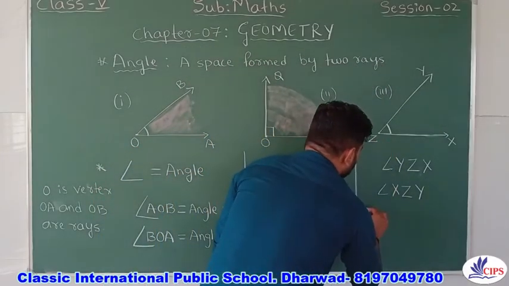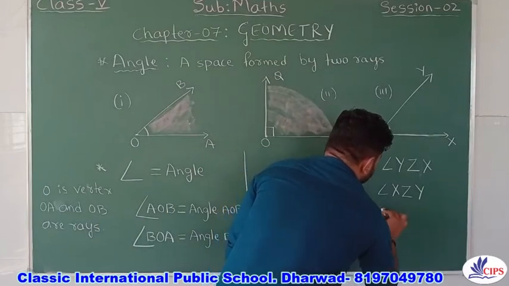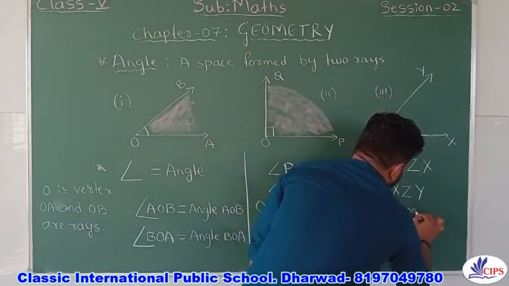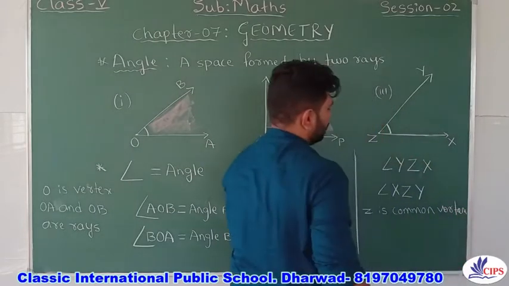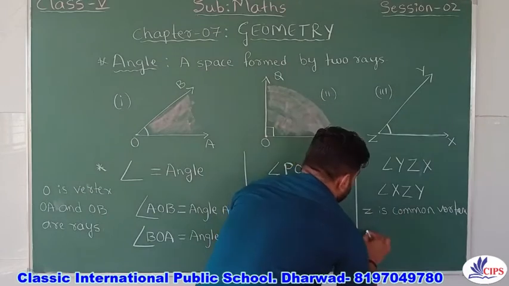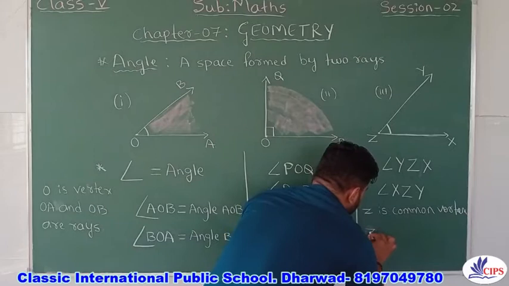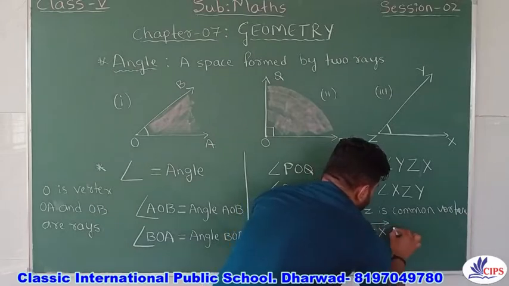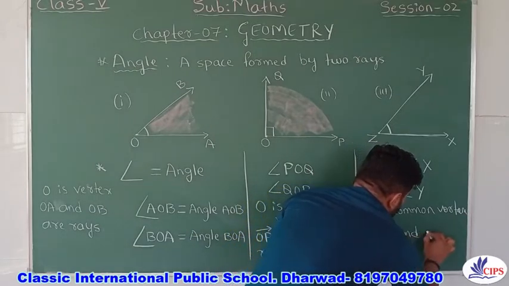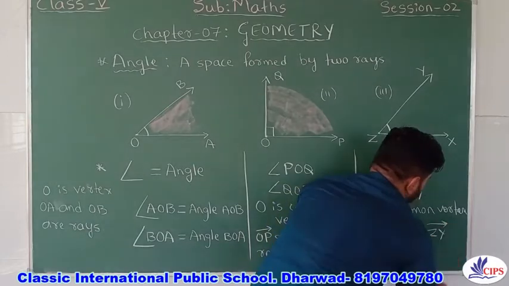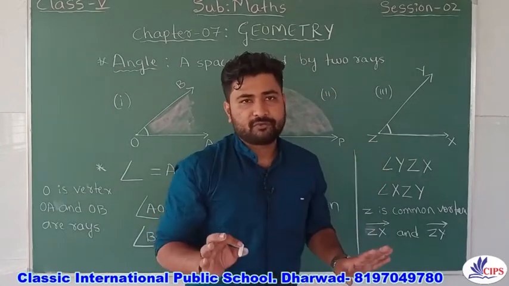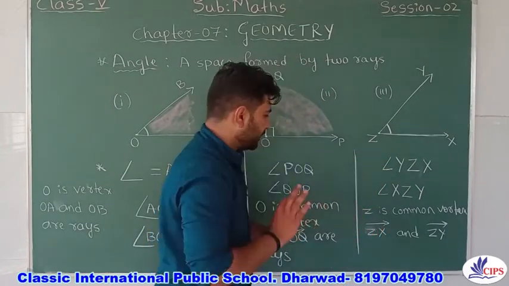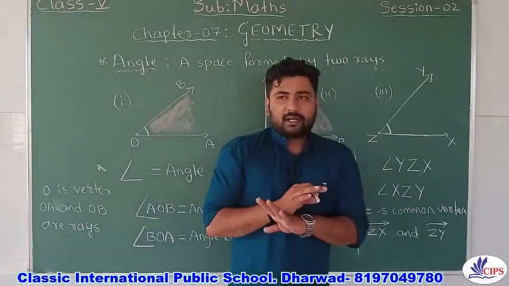Here, Z is the common vertex, and here it is not O. ZX is a ray and ZY is also a ray. Remember, if I write ZX or XZ, both are one and the same, don't get confused. Okay, fine. This is all about angle.